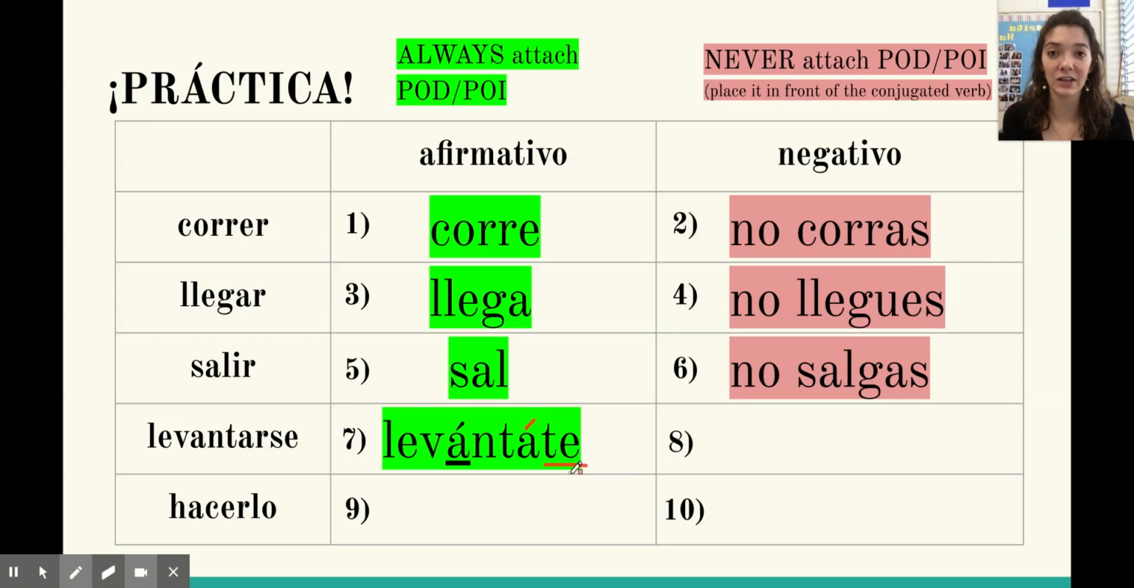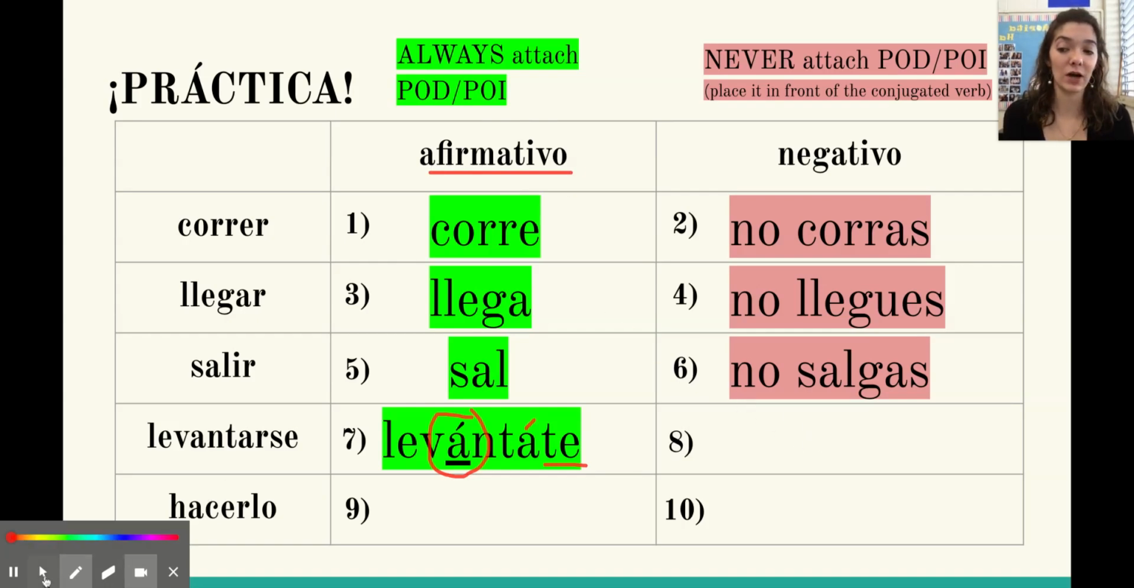Levantate, levantate. But I don't want the accent to naturally fall on the second to the last syllable. I want it right here. Therefore, we add the accent. Levántate. Get up. Get up. And it must be attached, guys. It must be attached in the affirmative form. Now, in the negative form, we do not attach.